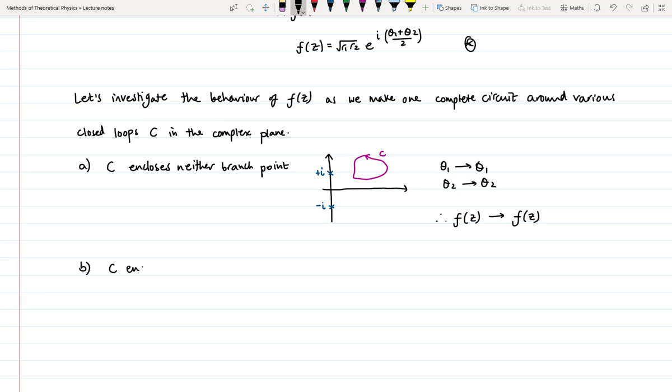Let's now consider that C encloses z equals plus i, but not z equals minus i. Again, we've got our points of interest, and we're now going to look at a loop that encloses plus i, so it might look something like this. This is our new closed loop C.